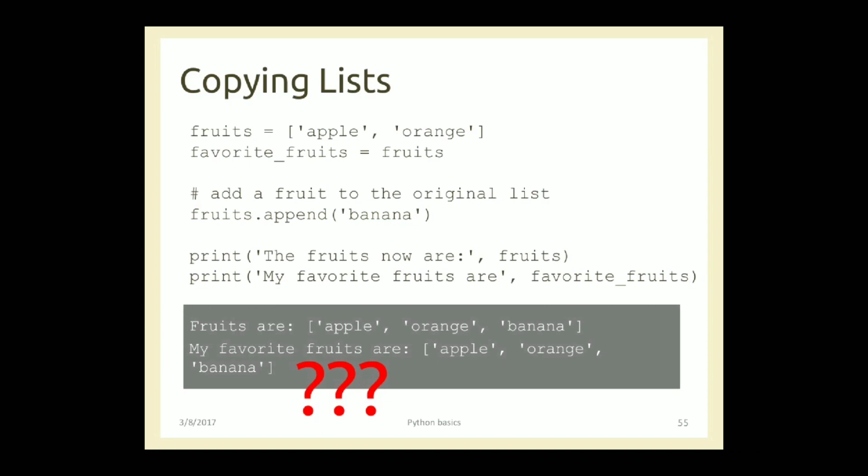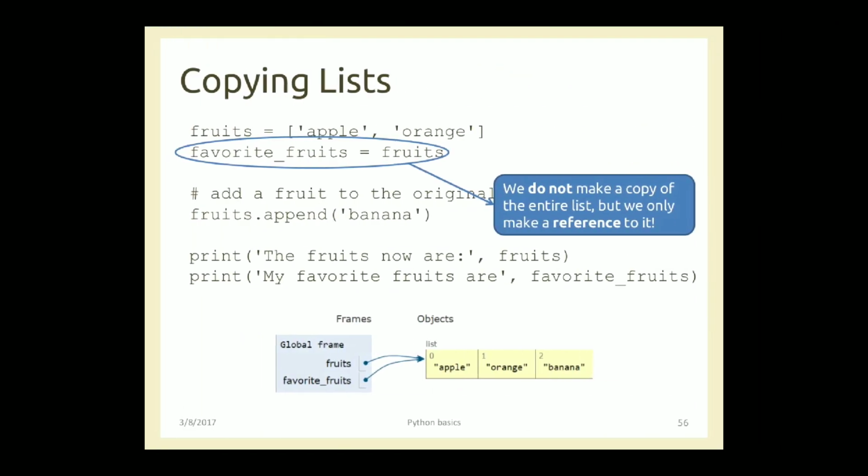And if you print the new list favorite_fruits, the answer will also be the same. Why so? Because whatever changes we make to the initial list will be reflected in the new list also, as it is referring to the same list. Let's see this in detail. You can check this, it is encircled. We don't make a copy of the entire list, we only make a reference to it.